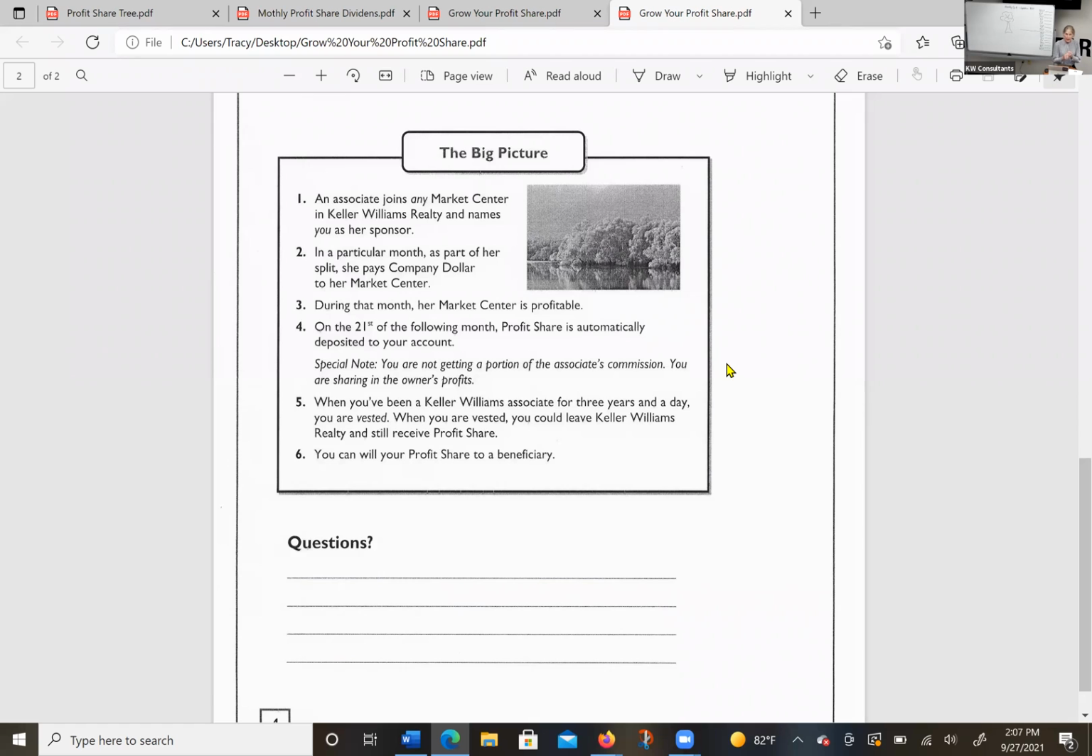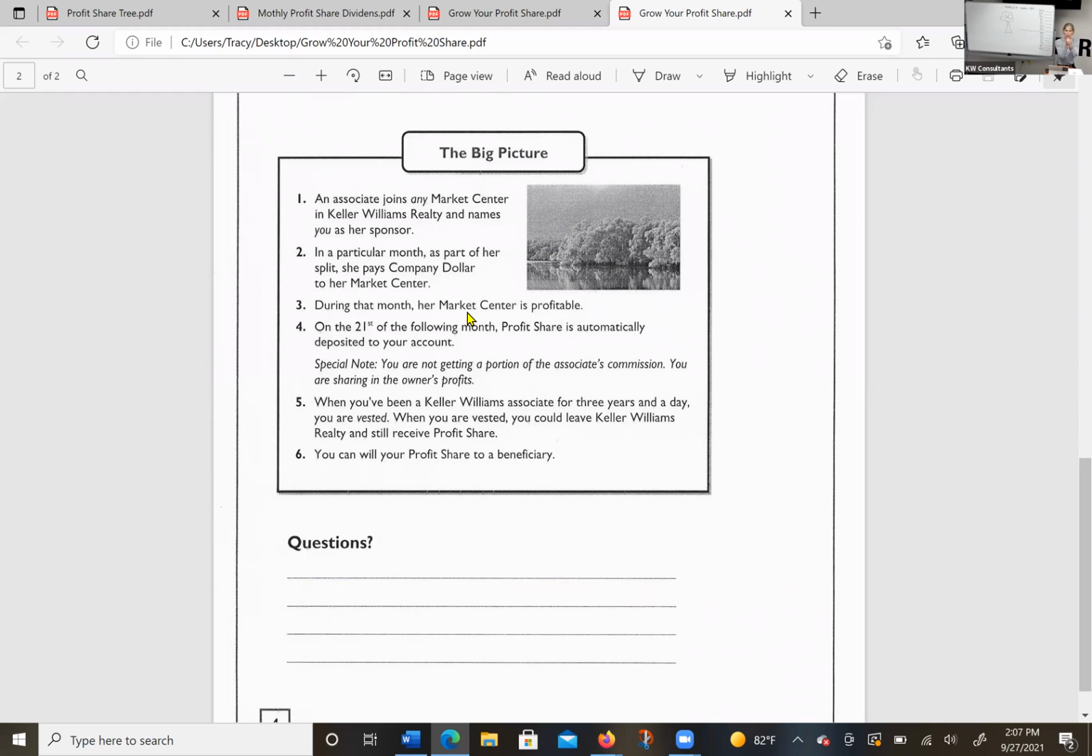Okay, so join anywhere, any market center in the country, for profit share to begin. In a particular month, part of a split, the person who you join is going to give the company dollar to the market center. So tell me, Adam, what's company dollar? Perfect. You said it is the part of the commission that goes to the local broker, which is exactly the right answer. So let's just say I have a $100,000 house that sells, 3%. I have a $3,000 commission. You're on a 70-30 split, so about $900 would be company dollar.